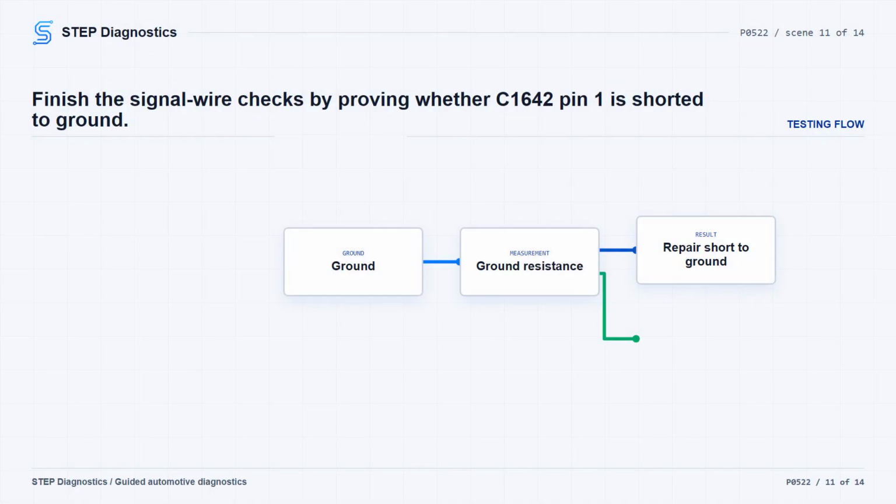Resistance should be greater than 10,000 ohms. If it is not greater than 10,000 ohms, repair the circuit. If the signal circuit passes all of those checks, install a new engine oil pressure sensor, clear the codes, and test the system for normal operation. If the oil pressure warning is still always on after that, pause, recheck the earlier diagnostic path, and avoid guessing.